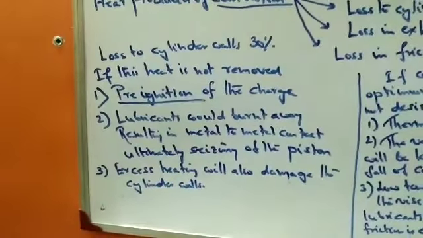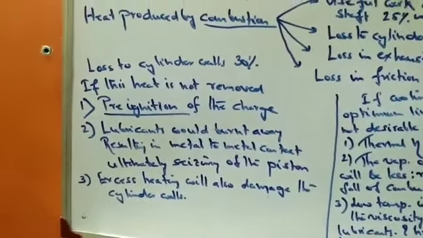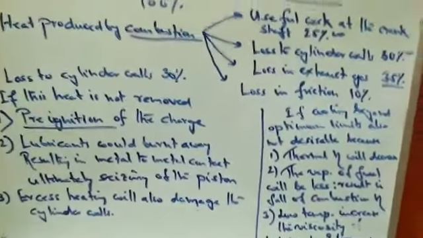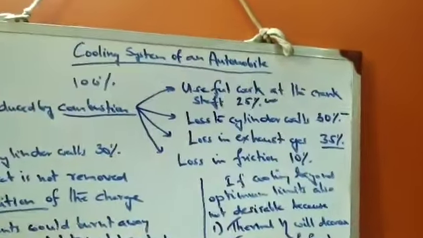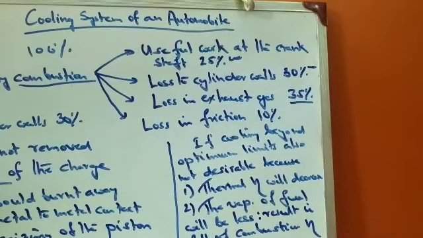The third point is that if the ignition is not controlled, excess heating will also damage the cylinder walls. That's why cylinder liners are used. That is the effect if the coolant is not working properly. But if the coolant is working beyond the limits, that is, more than desired, what problems can come? If it is cooled more than required, then thermal efficiency will decrease. That is also not desirable.